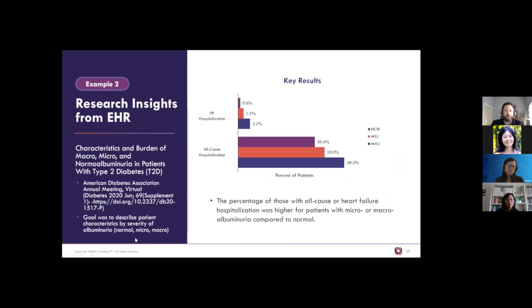We then incorporated administrative claims data to see if there was a relationship between macro, micro, and normal and healthcare resource utilization. And we did find a relationship. Again, this is not surprising based on the prior one, both in terms of heart failure hospitalization and all-cause hospitalization. So again, patients with the normal levels fared the best, but this allows us to then control for those two different moving parts in predicting what drives utilization, what drives worse outcomes.